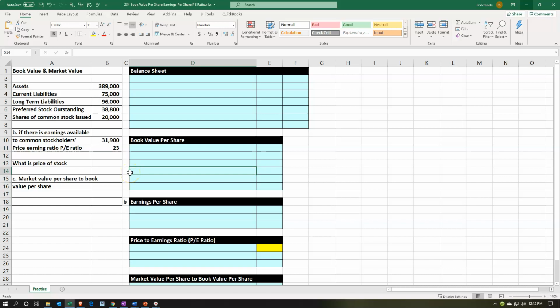Market value per share to the book value per share. Then we'll do a comparison of the market value per share to the book value per share, two units of measure that could be used to value the organization on a per share basis. Okay, so most of this is going to be breaking down balance sheet type of items.